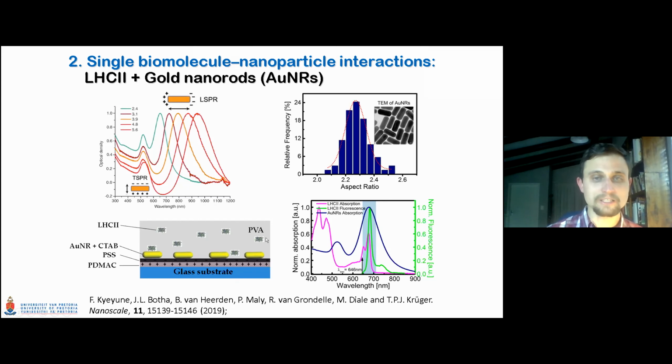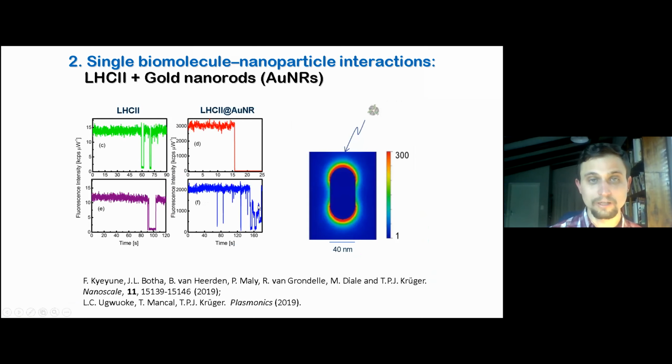Okay, and what we have done was to spin coat a layer of these nanorods, and then on top of that spin coat some of these biomolecules, and then investigate the interaction between the two. We managed to drastically tune both the radiative and the non-radiative rates. So you can see here the radiative rate, that is the emission rate, which is here just for normal LHC2. Here it is increased to 2 orders of magnitude greater when you couple this LHC2, or bring it into the hotspot of a gold nanorod.